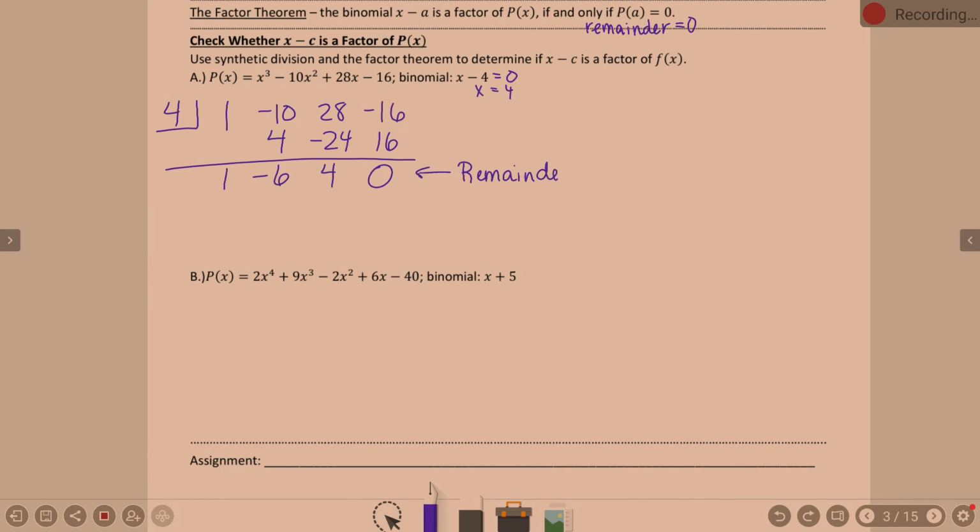That 0 is my remainder. And because this remainder is a 0, that means x minus 4 is a factor. Your first question in homework might be, is this a factor? To answer whether or not it's a factor, if you get a remainder of 0, yes, it's a factor. If you get a remainder of anything else, no, it's not a factor. Okay? Easy enough yes-no question there?